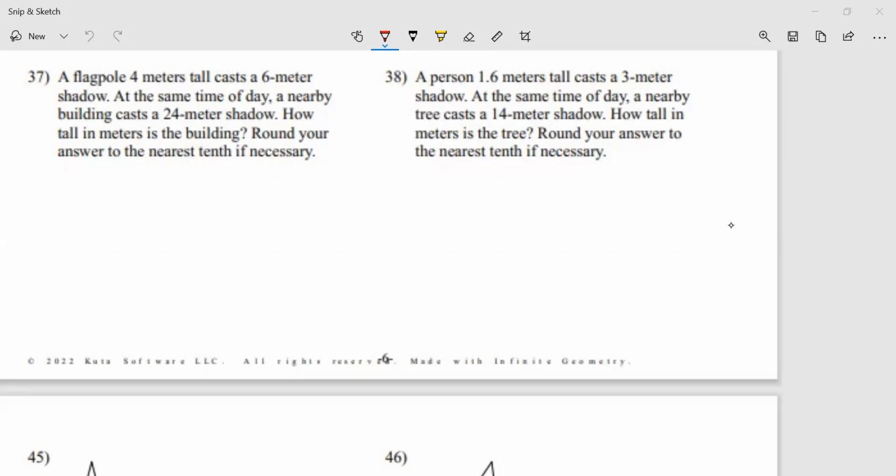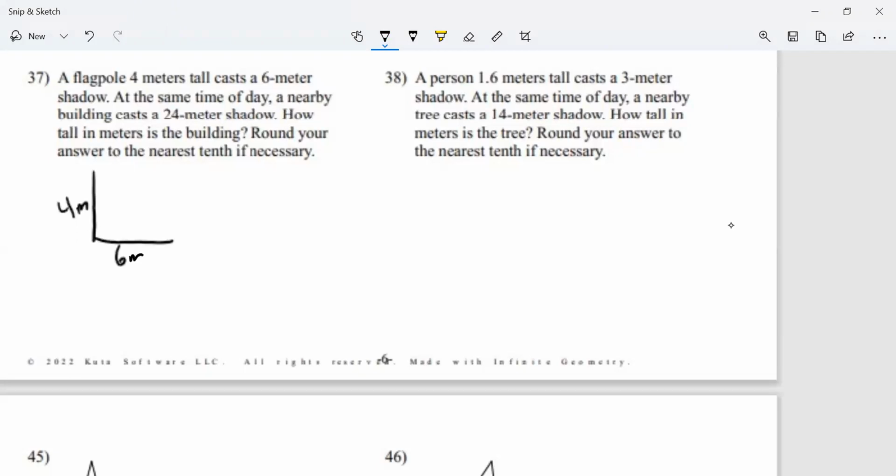Now, the information, I can give it to you in words, like we can see on my screen, or I can give it to you in pictures. Now, let's take a look. For example, here, a flagpole, 4 meters tall, casts a 6 meter shadow. What I mean in pictures, I'm going to draw this. Okay, this is a pole. And I'm going to say this is 4 meters tall. The shadow, it's obviously on the floor, is 6 meters.